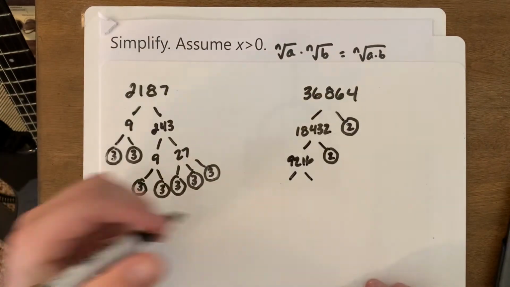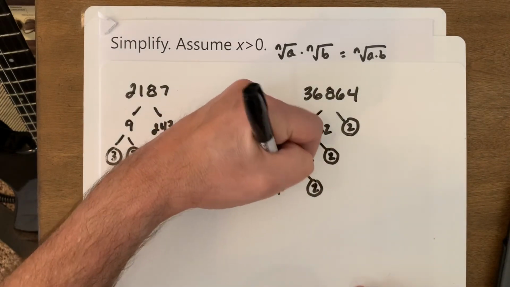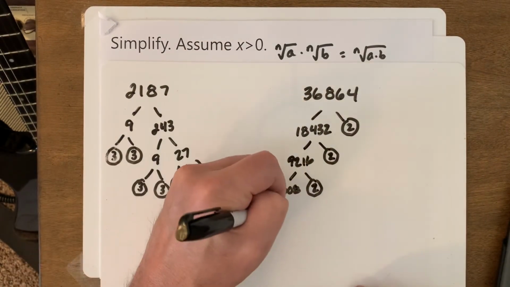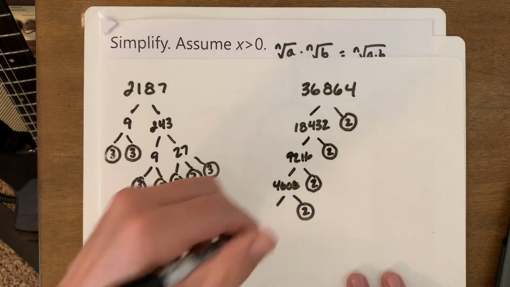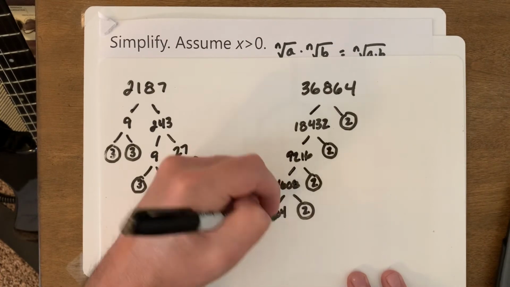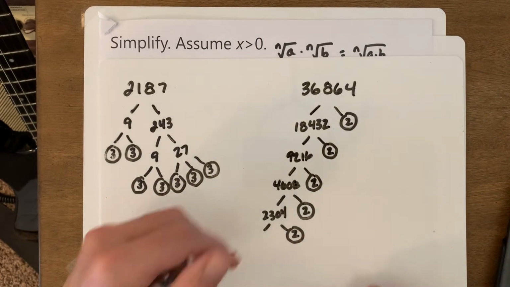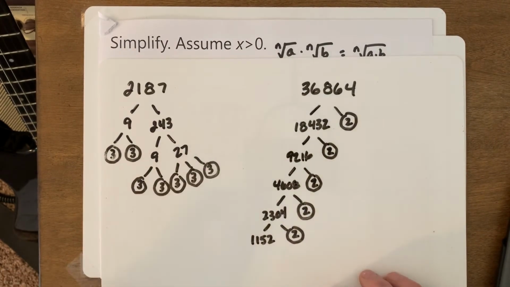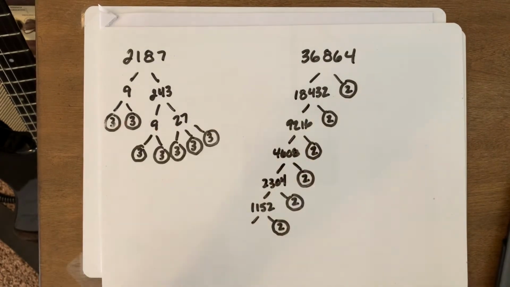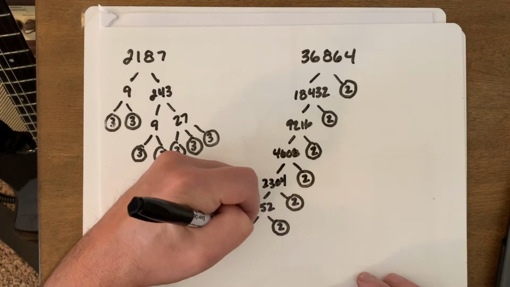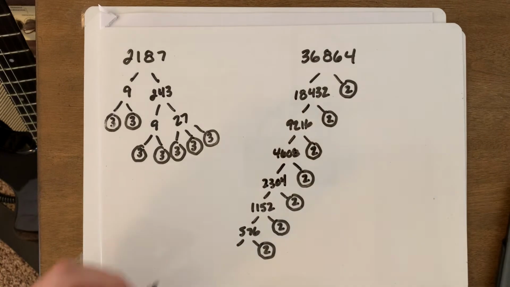Again, even. So we're going to do 2 again. Okay, that's 4,608. Again, that's even. 2 again. 2,304. Again, that's even. Divide by 2. 1,152. See, why do I do this to myself? Here we go. All right, let's divide by 2 again. And we get 576. Divide by 2 again. It's even. 288.